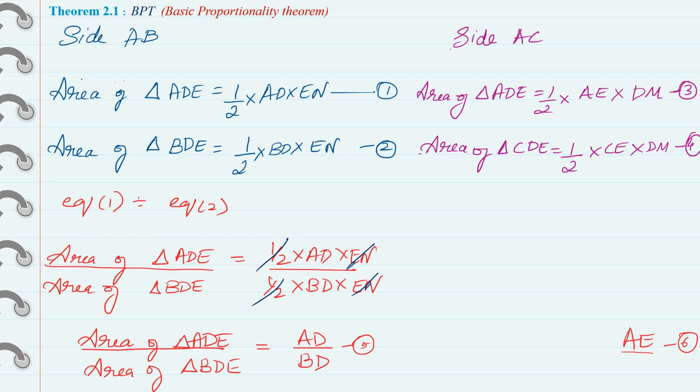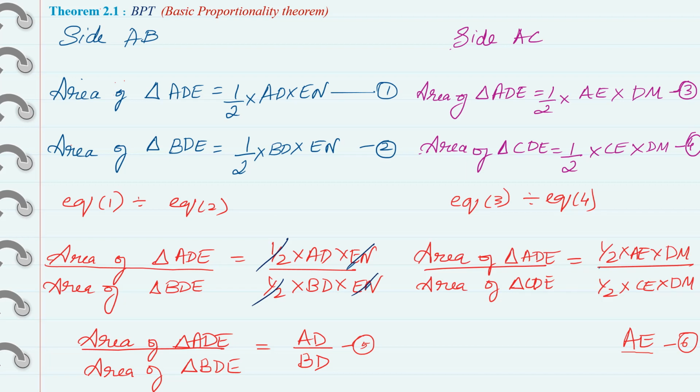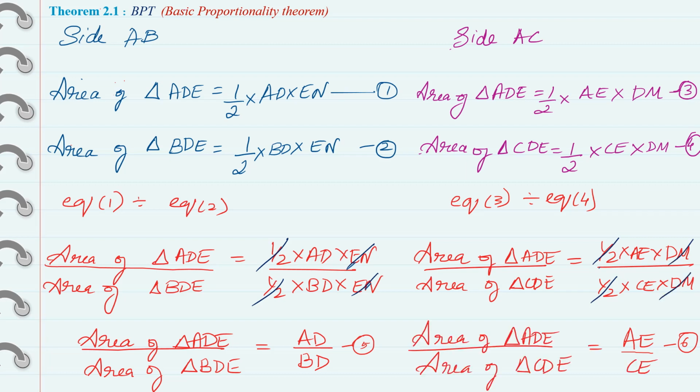Same thing we have to follow for the AC side. Equation 3 divided by equation 4. Again, cancel the similar terms. Half gets cancelled, DM gets cancelled, and we'll get finally area of triangle ADE divided by area of triangle CDE is equal to AE divided by CE. But what do we have to prove?